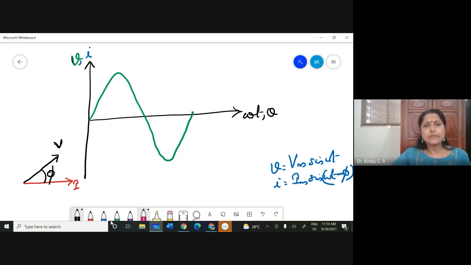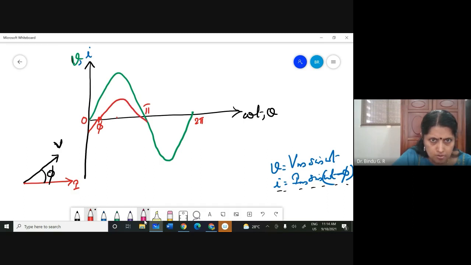Now, when I draw the waveform of current, I should draw it in such a way that it lags. So this is 0, pi, 2 pi. The current should be lagging by an angle, this angle phi, and not pi by 2, which means I'll get a current waveform like this, which is lagging. It will be like this.